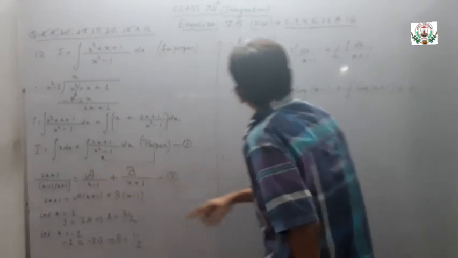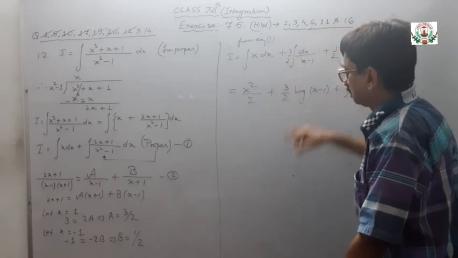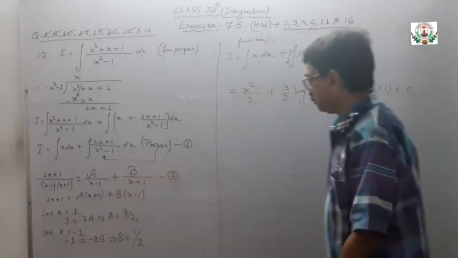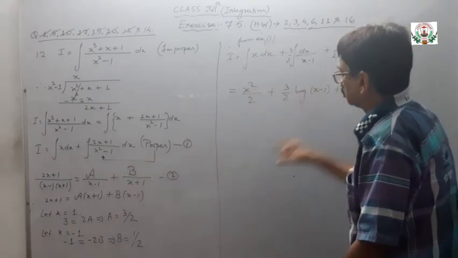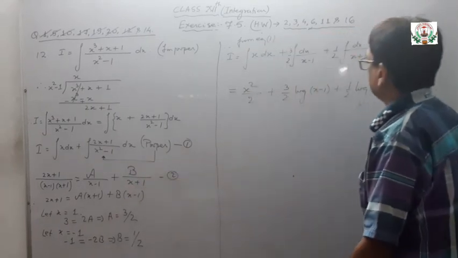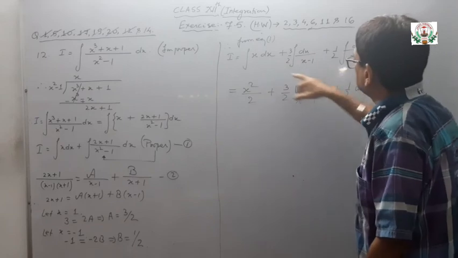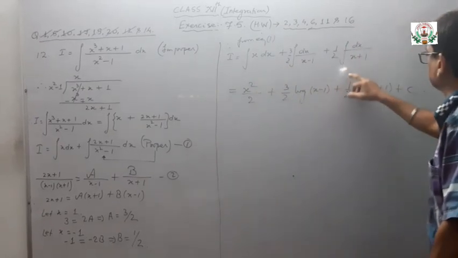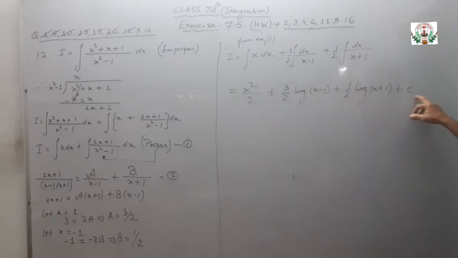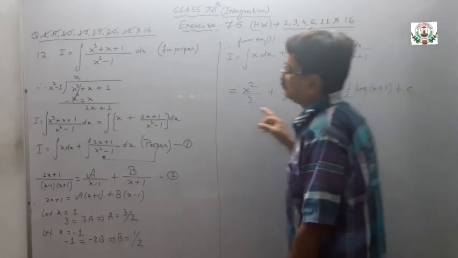a upon x minus 1, where the value of a is 3 by 2. So 3 by 2 integration dx upon x minus 1. The value of b is 1 by 2, so substitute b as 1 by 2 and integrate dx upon x plus 1. When we integrate these three terms, we get x square by 2, plus 3 by 2 log of x minus 1, plus 1 by 2 log of x plus 1, plus c. And that is our final answer.